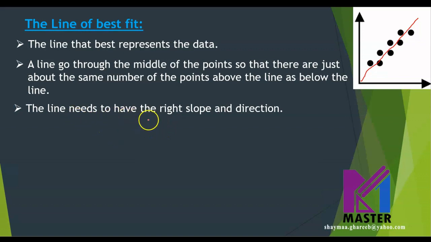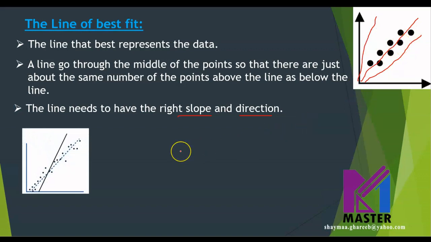This line needs to have the right slope and direction. So it has to go in the same direction as the points and of course with the right slope. It shouldn't be less steep or too steep compared to the points. So now let's see some cases that describe the slope of the line of best fit.